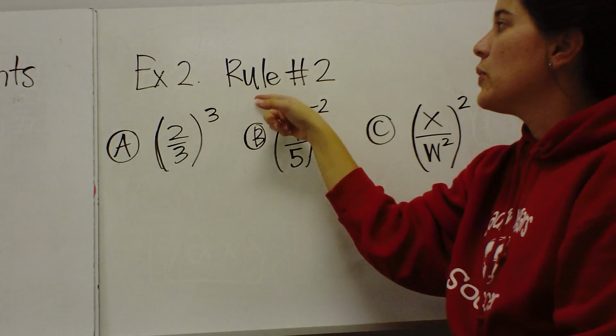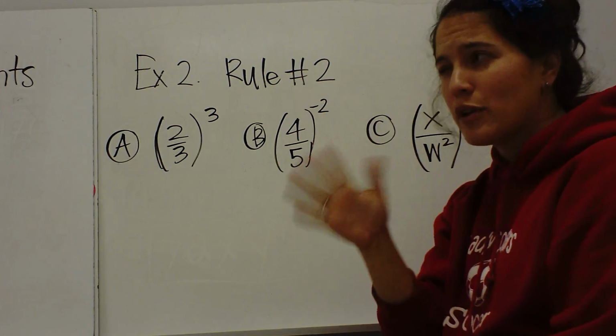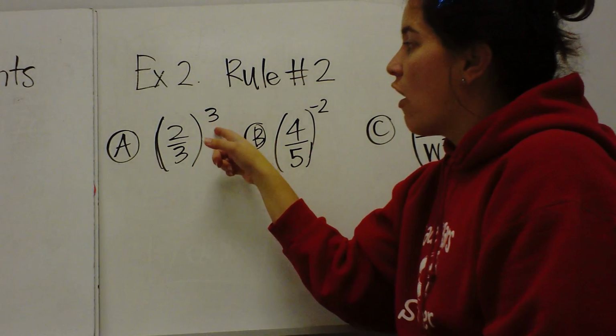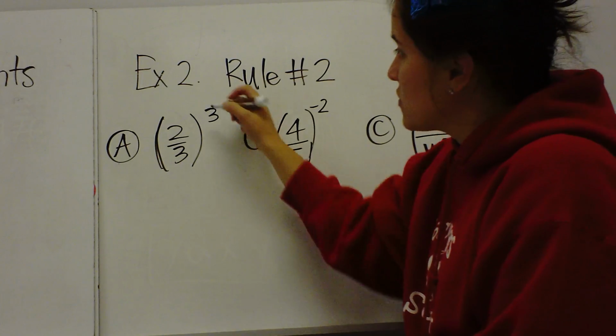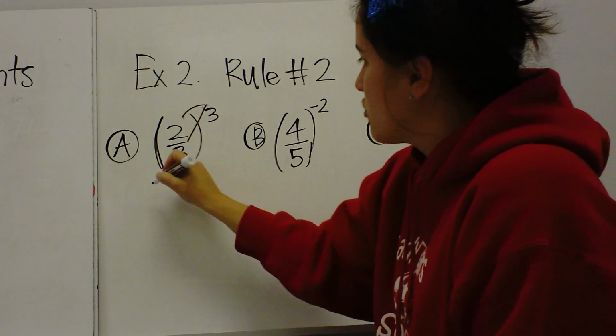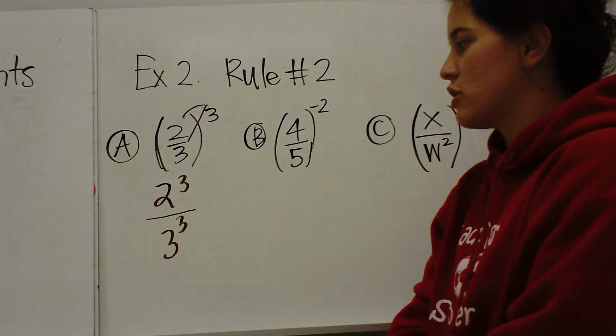Alright, so example 2 is with rule number 2. I'm going to show you that distributing sort of. So A, 2/3, all raised to the 3rd power. So that means we distribute it to the top and to the bottom. So it becomes 2 to the 3rd over 3 to the 3rd.